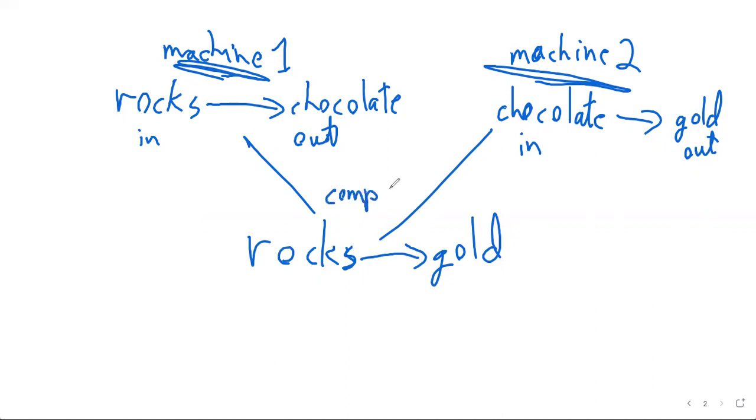Composition would be taking two machines that do two jobs that are related, and then running them together so that they can do both of those jobs real quick and get the two jobs done at once. That's kind of what's going on. And so here's kind of what it looks like when we do function composition.